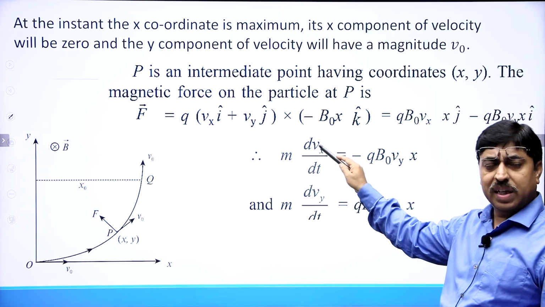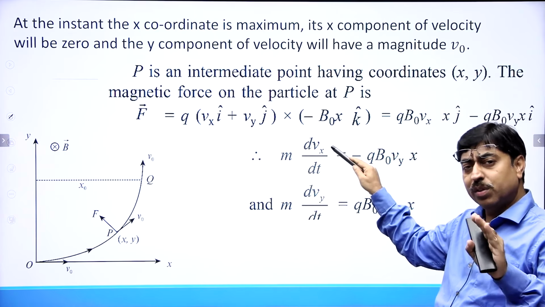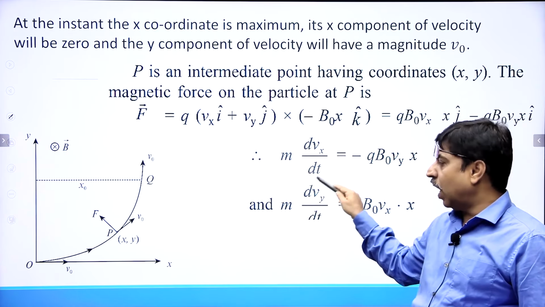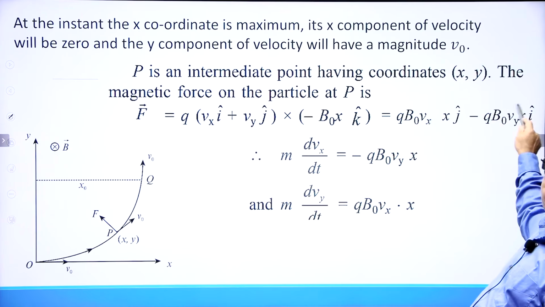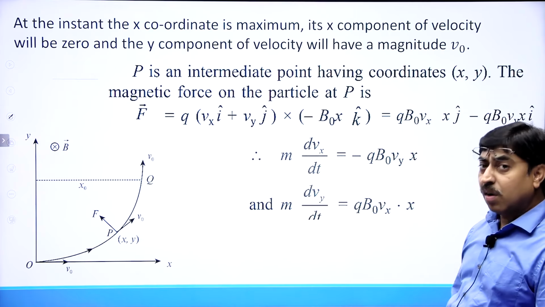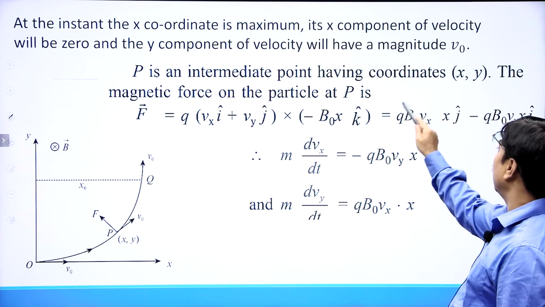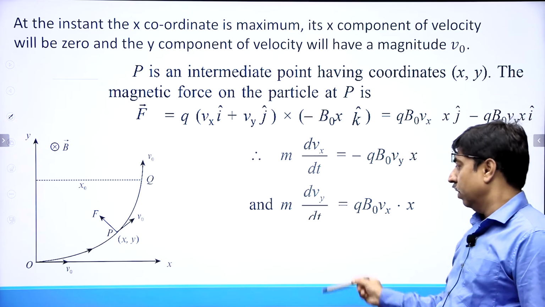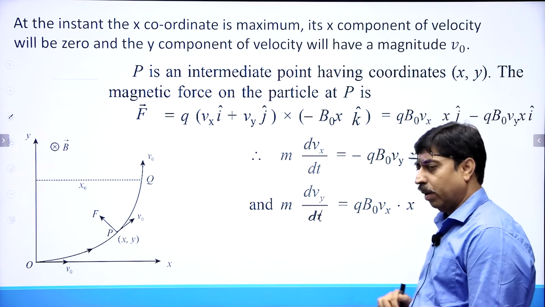Mass times ax, where ax is dvx by dt. So, mass of the particle into the rate of change of the x component of velocity, that is mass into the x component of acceleration, will be equal to the x component of force, right? Similarly, mass into the y component of acceleration, dvy by dt, will be equal to the y component of force.